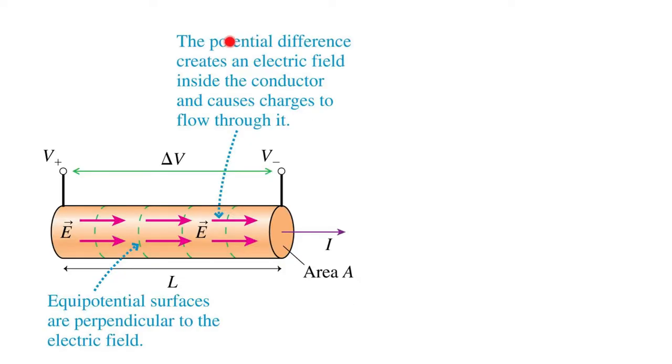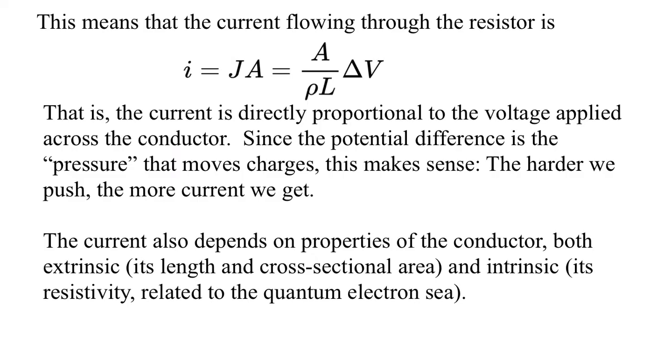Here we see an illustration where a potential difference creates an electric field inside the conductor, causing charges to flow through it, and the equipotential surfaces are perpendicular to the electric field, like such. This means that the current flowing through the resistor, I, which is just J times the area, is the area over rho L times delta V. That is, the current is directly proportional to the voltage. This is going to be very important here.